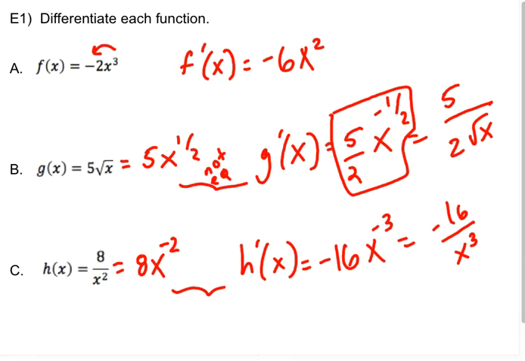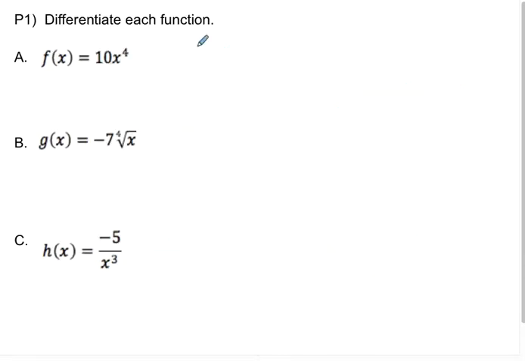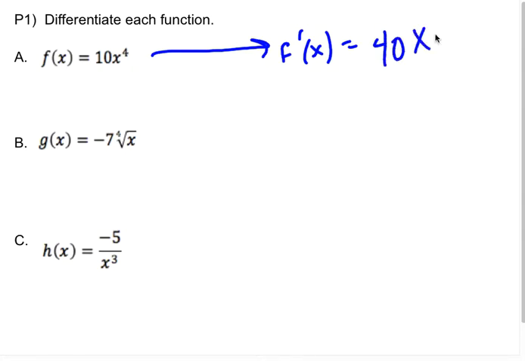All right, let's go ahead and try a Practice 1. You can pause me if you want to do it without me. So I'm going to go ahead and do them. In this case, I need to rewrite the last two. The first one doesn't need to be rewritten. So my f prime of x is, I drop the 4 down in front to get 40x to the 3rd. Here I'm going to rewrite this as negative 7x to the 1/4 before I differentiate.